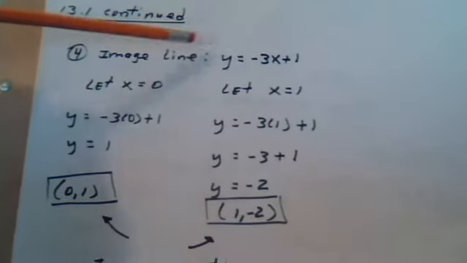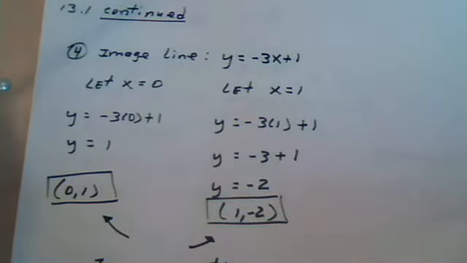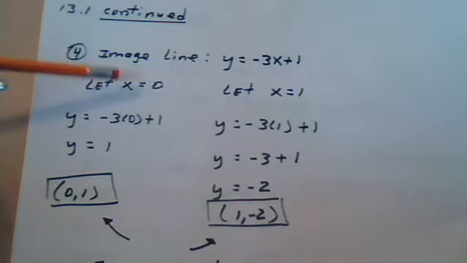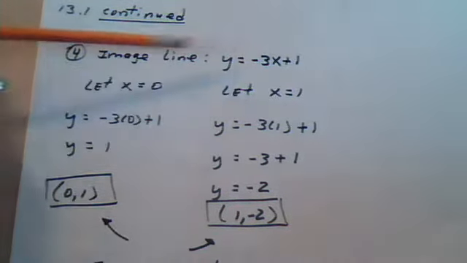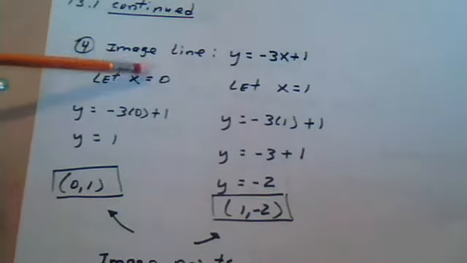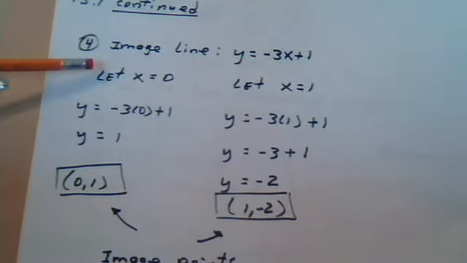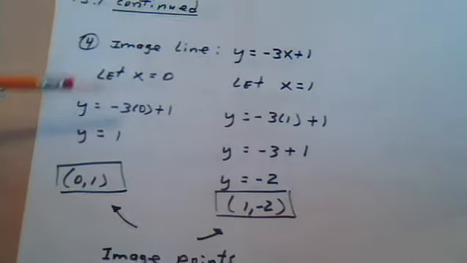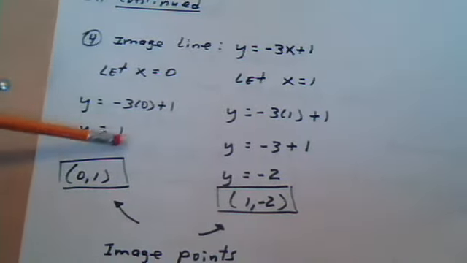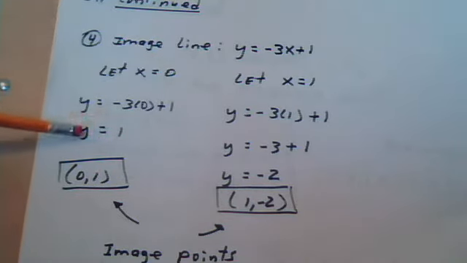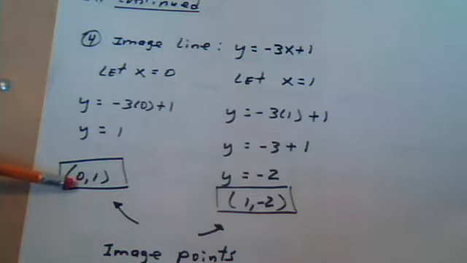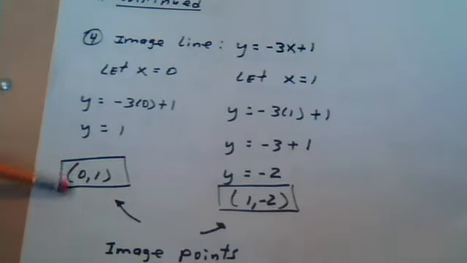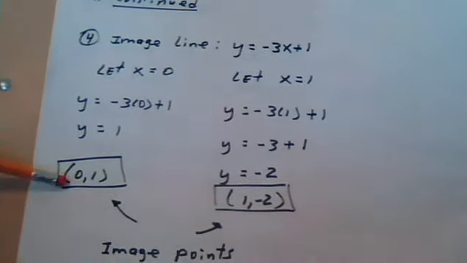So here's our image line. Now we need to identify two points on this line first. So you let x equal 0 and let x equal 1. You could pick whatever x's you like; these are easy x's. By picking x equals 0, I can plug it into this equation and it'll tell me what its y partner is. So if I let x equal 0, y equals 1. This is one of the points on the image line.